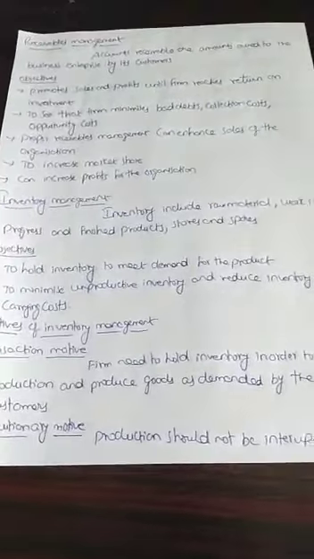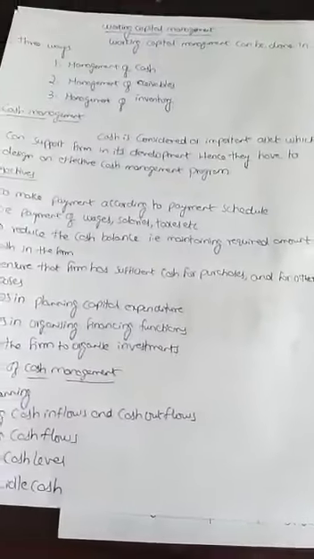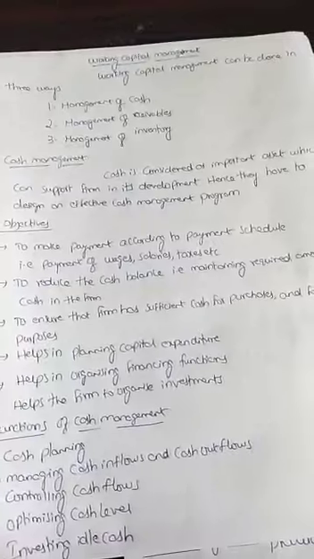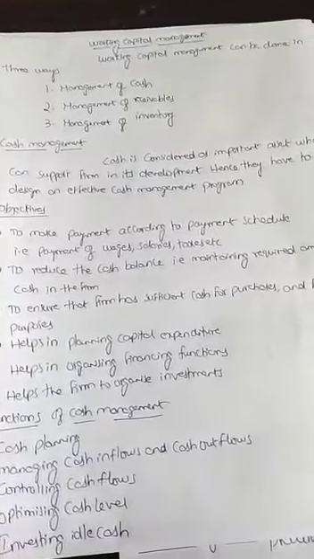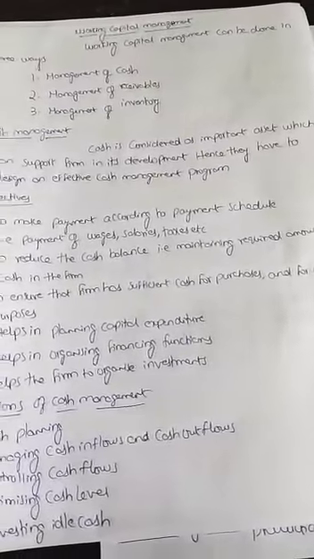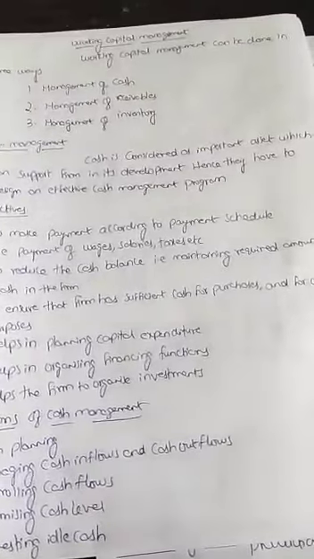And now you are going to see about the working capital management. Working capital management can be done in three ways: management of cash, management of receivables, management of inventory. We'll see one after the other. First, you are going to see about cash management.